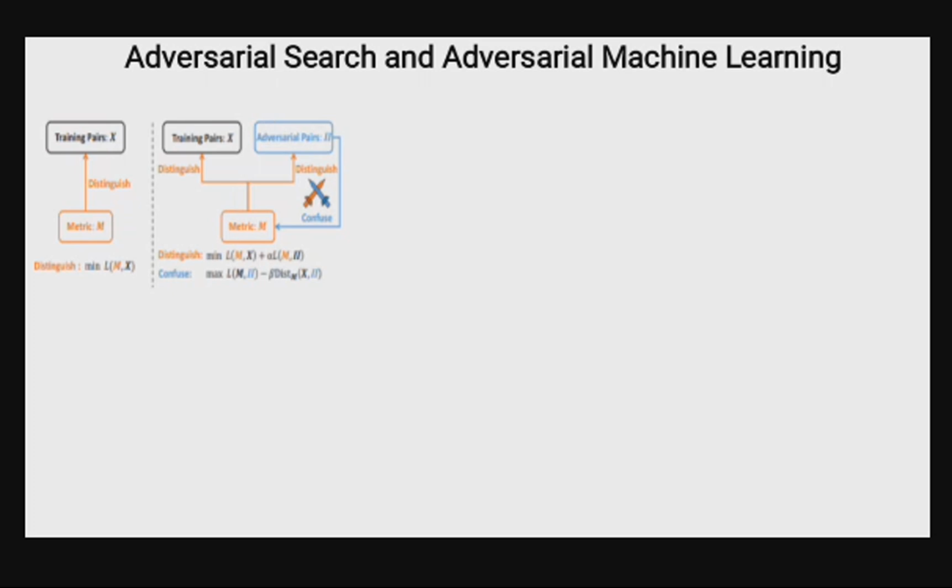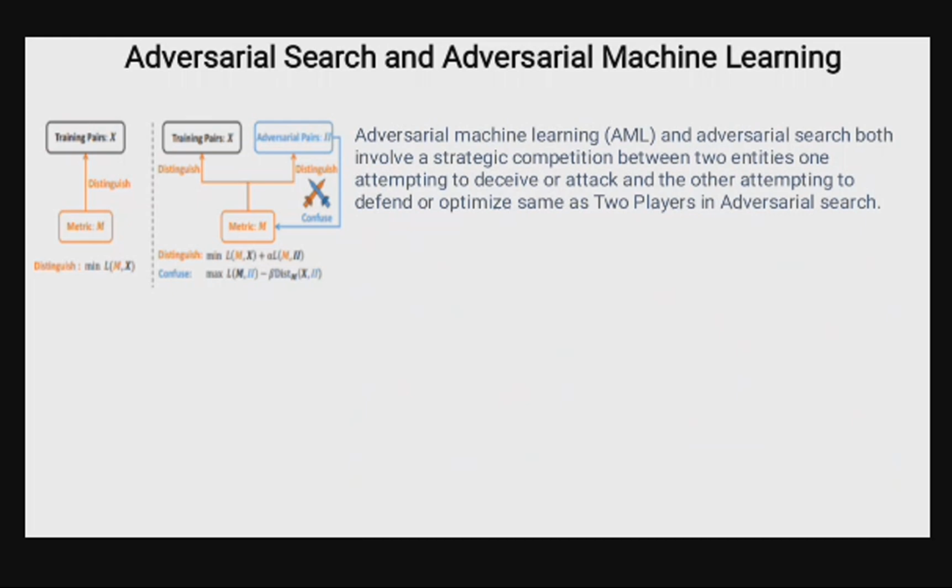Well, adversarial search and adversarial machine learning are related in a way that adversarial machine learning adds that function to bring in the error, thus confuse the metric in order to test and be sure of the integrity, of the availability, and of the privacy of the model.